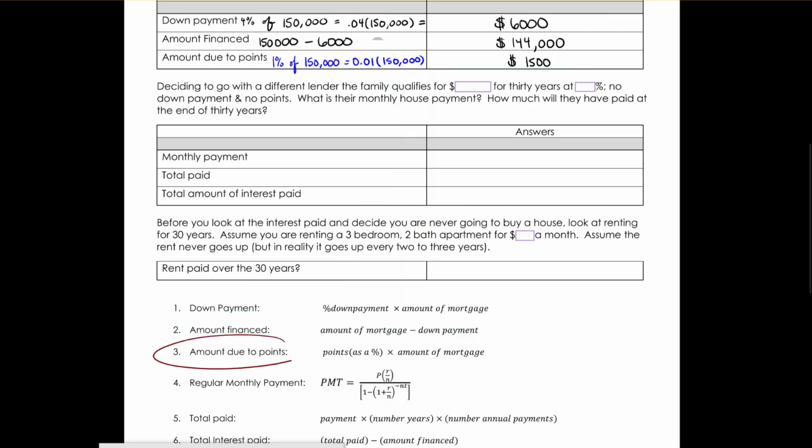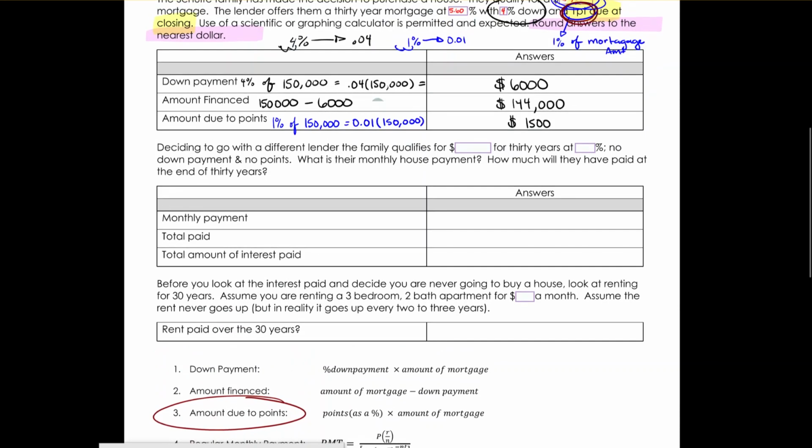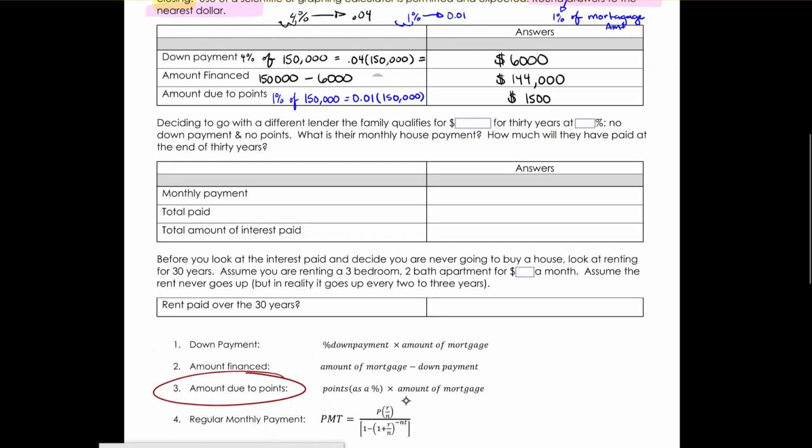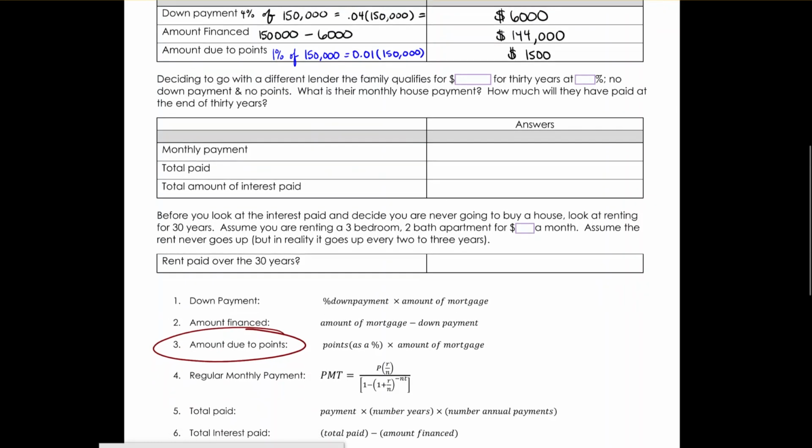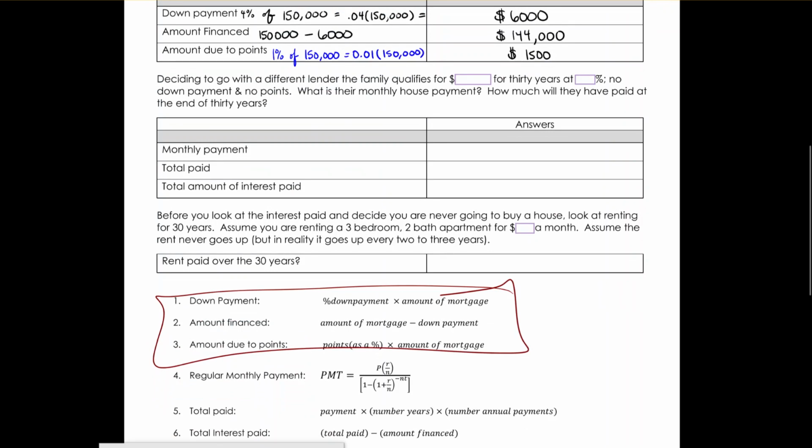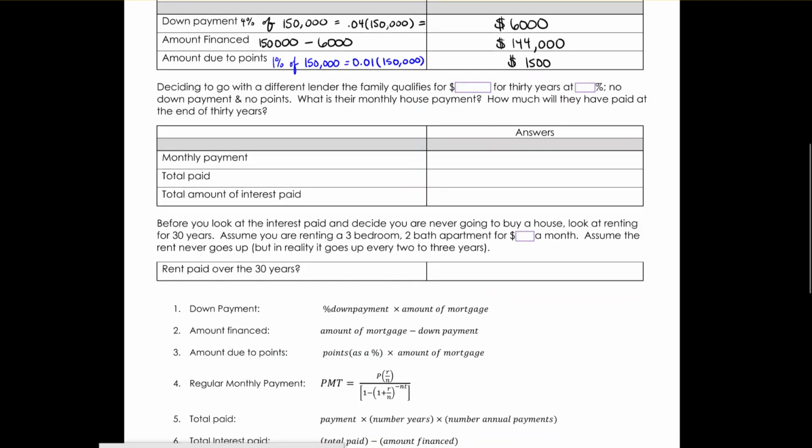The amount due to points is the number of points, which would be written in the problem as a percent, times the amount of the mortgage. That's what we did here. So remember, as you are taking the quiz for this assignment, since you have this paper printed out, you can reference the instructions on the lower half of the page. Okay, now let's go back to our practice.